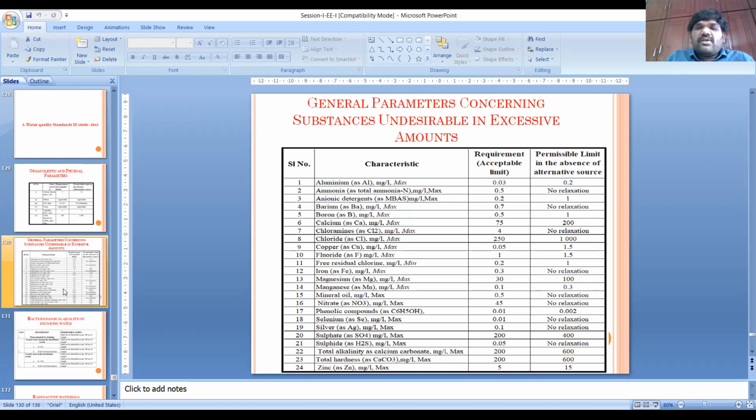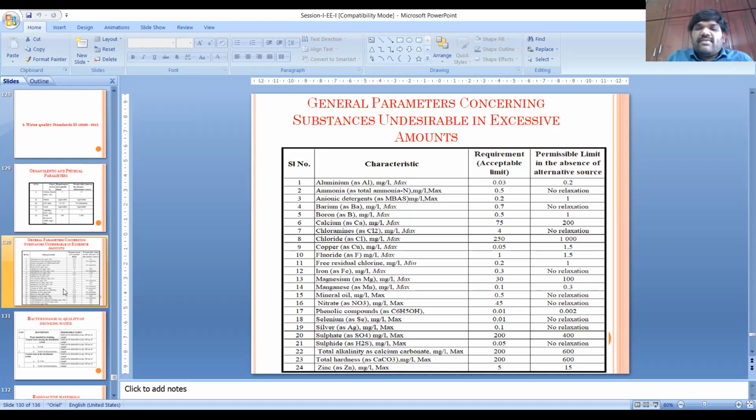Chloramines as Cl2, chlorides as Cl, copper as Cu, fluorides as F, the requirement acceptability is 1, and absence of alternative source is 1.5. Likewise, free residual chlorine in milligrams per liter, iron as Fe, magnesium as Mg, manganese as Mn, mineral oil in milligrams per liter, and nitrate as NO3, phenolic compounds as C6H5OH 0.001, and 0.002 when the alternate source is absent.